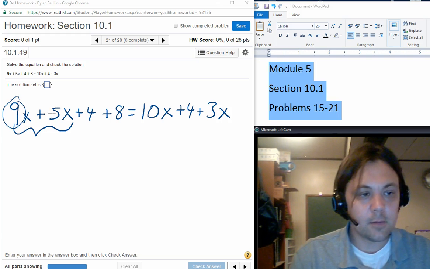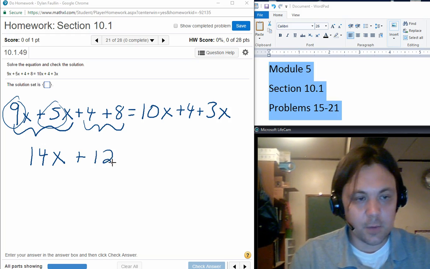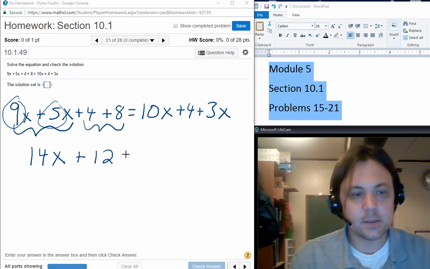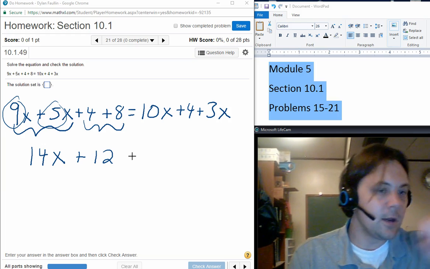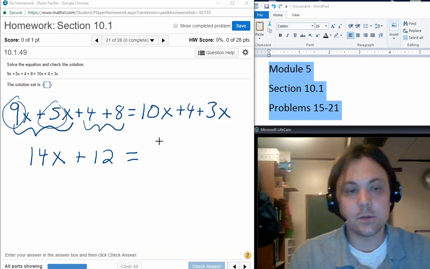9 plus 5 is 14. And then you copy the variable part down. So this would be 14x. 4 plus 8 is going to be 12. So combine those two together. So now the left-hand side's all cleaned up. We simplified it as much as we can. We do the same thing to the right-hand side.